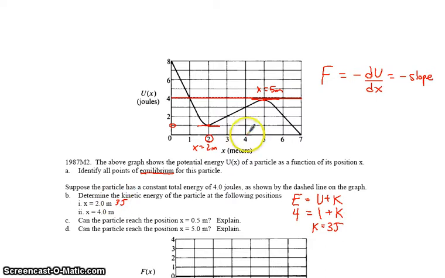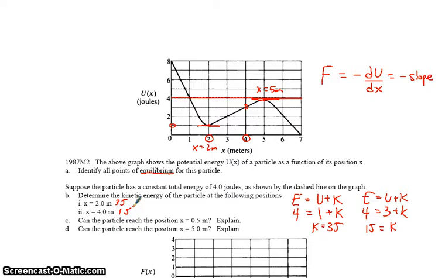At x equals 4 meters, reading the graph, the potential energy is equal to 3. So E equals U plus K. 4 is the total energy. The potential energy at 4 meters is equal to 3. And so the leftover is kinetic energy, and that's equal to 1 joule.